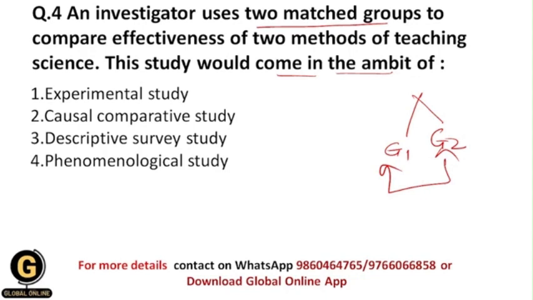So for doing such kind of study, what kind of study am I going to follow? Whether it is an experimental study, a causal comparative study, a descriptive survey study, or a phenomenological study. As here there are two groups, and these two groups are matched groups, and as well we are going to compare these groups. Because of that we are going to assess the effectiveness of two methods of teaching science.